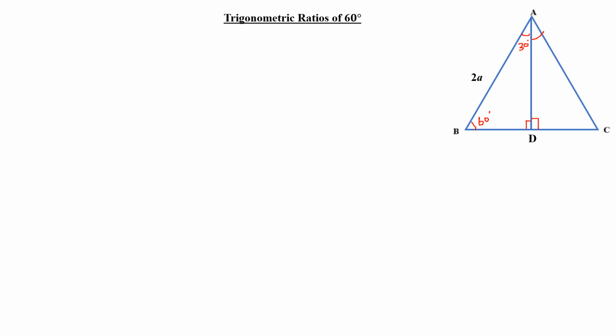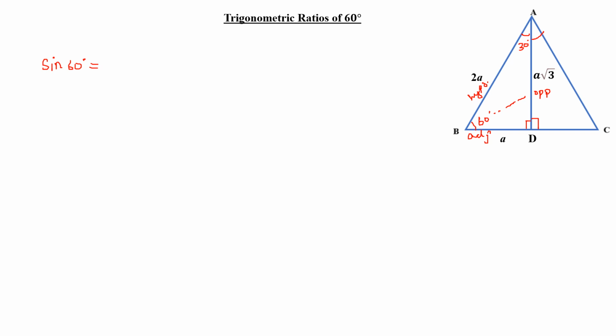So AB is 2A. BD and CD are equal, so BD will be A, and by Pythagoras theorem we have already found the value of AD as A root 3, isn't it? Now with respect to 60 degree, your opposite side is AD, adjacent side is BD, and AB is the hypotenuse, isn't it? Now I've written it in short. Let's find each trigonometric ratio, starting with sine 60 degree.